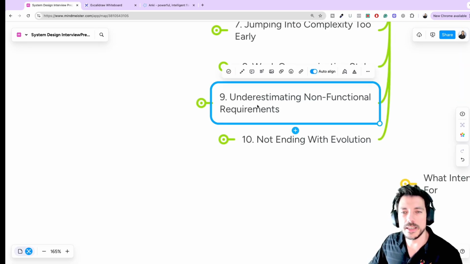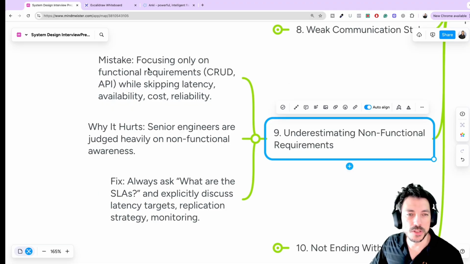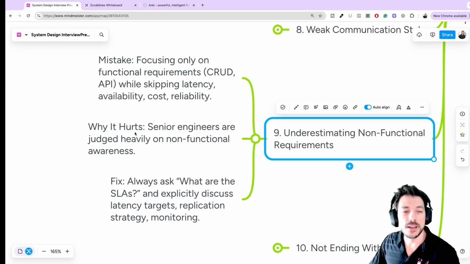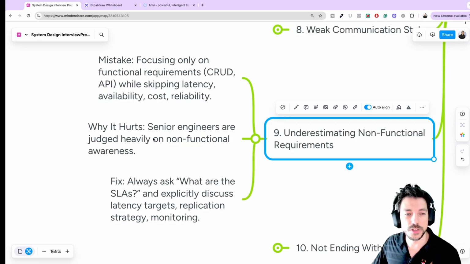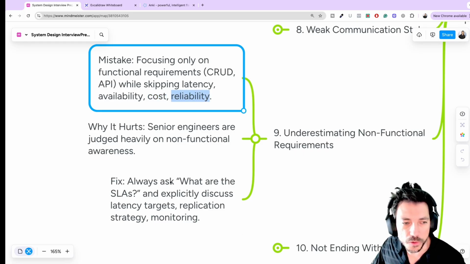So the other mistake is underestimating non-functional requirements. And as a senior developer, this is quite heavy. The mistake is to focus only on functional requirements such as CRUD API while skipping latency, availability, cost, reliability. This hurts a lot, especially for senior developers, because from senior developers, they are expecting that you know how to create highly available microservices, and you also know how to reduce latency between microservices. You know how to reduce cost. You know how to make microservices more reliable.